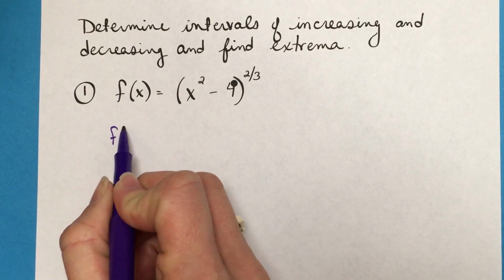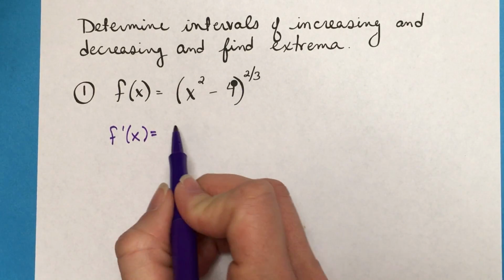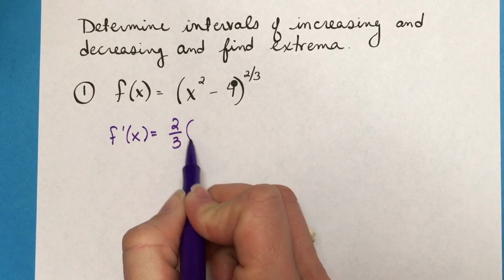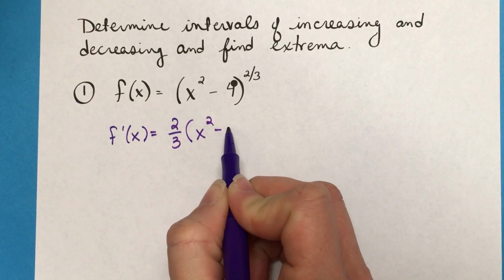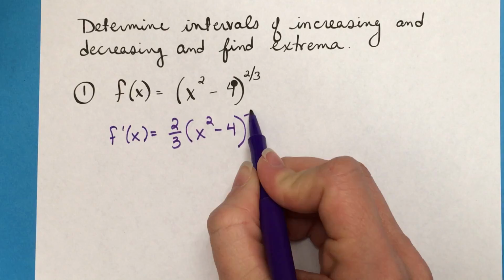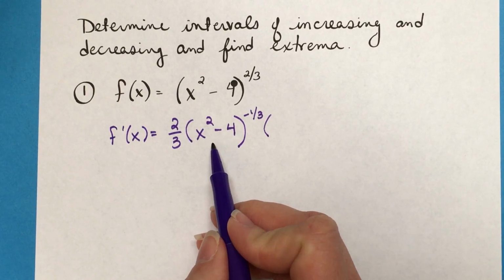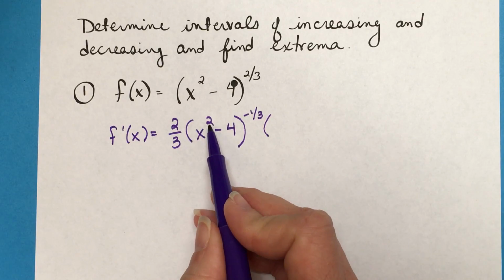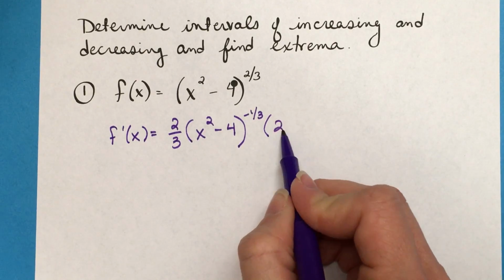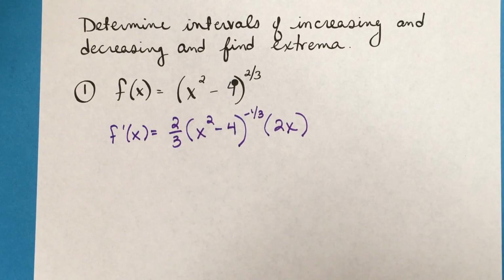All right, so your first derivative, you'd have to start off with your power rule, so you'd have 2/3 times your function to 1 less power. So that's going to drop to a negative 1/3. Then you have to apply the chain rule and take the derivative of the inside. So the derivative of the first term would be 2x, and of course the derivative of 4 is just 0.